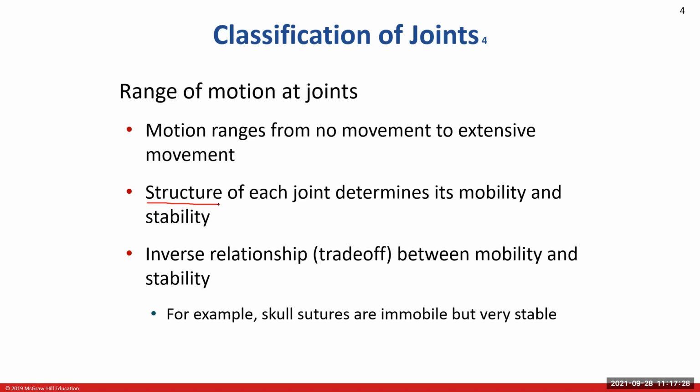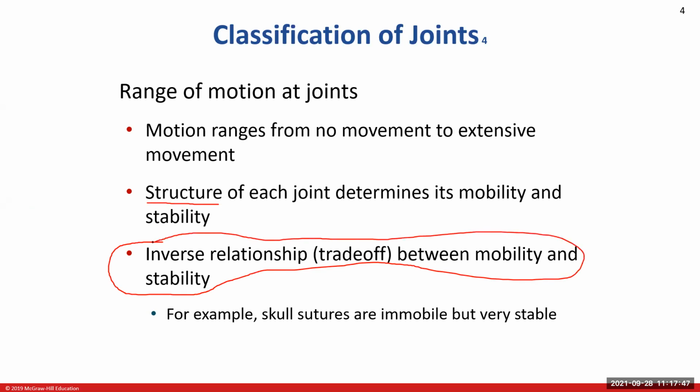Okay, so let me repeat that. All right, the amount of mobility and also stability, we'll talk about stability here in a moment, is highly dependent on the anatomy or the structure of the joint. So we'll see that there's this relationship, and this is a very important concept here. So you really want to highlight that and make sure that you understand this concept. Okay, it's another one of those inverse relationships, and we've seen inverse relationships before.